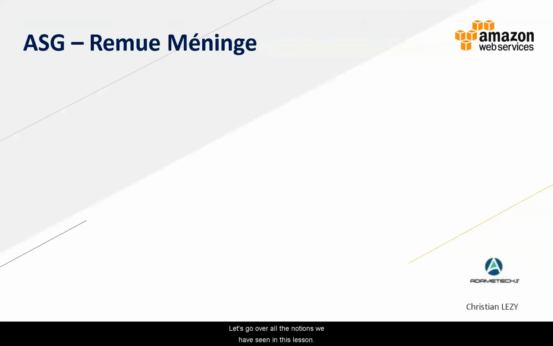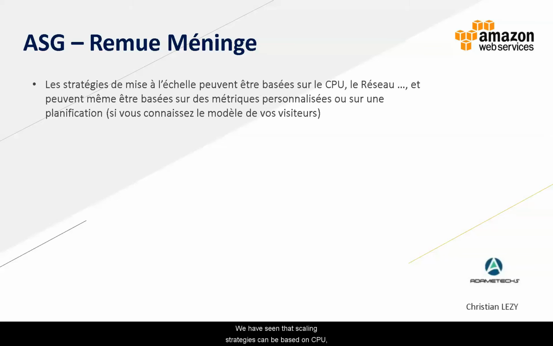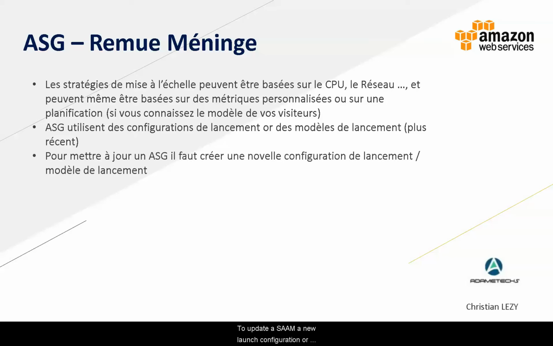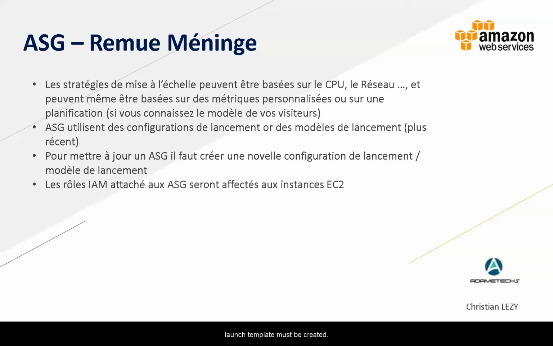Let's go over all the notions we have seen in this lesson. We have seen that the scaling strategy can be based on CPU, network, and other parameters, and can even be based on custom metrics or scheduling. For example, if we know the habits of our visitors. ASGs use newer launch configurations or launch templates. To update an ASG, a new launch configuration or launch template must be created.